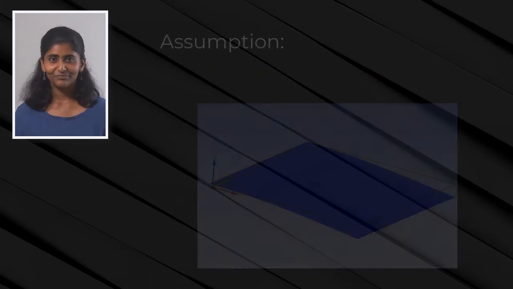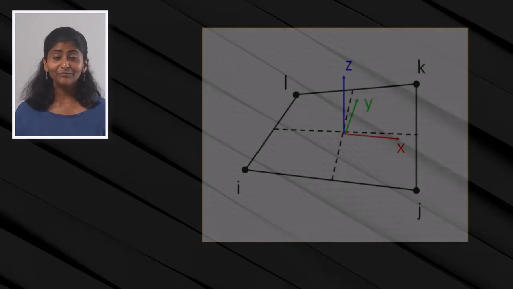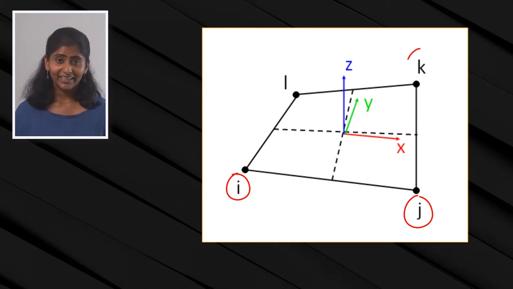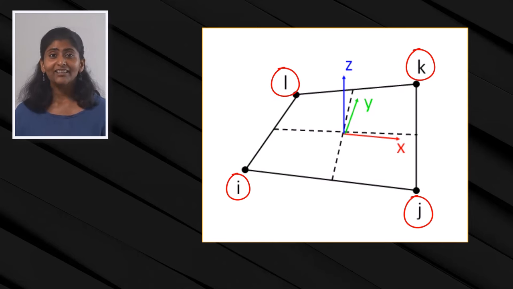Another important point to note is the element coordinate system for shell elements. By default, the orientation of the axes is defined based on the nodal connectivity. In the shell element shown here, with nodes I, J, K, and L, the x-axis is parallel to the side IJ. The z-axis is normal to the shell, which is determined using the right-hand thumb rule in the direction of the IJKL numbering, and the y-axis is created normal to the x and z axes.